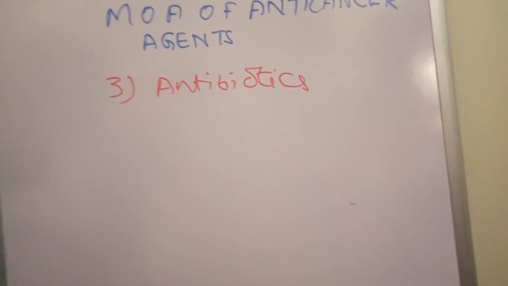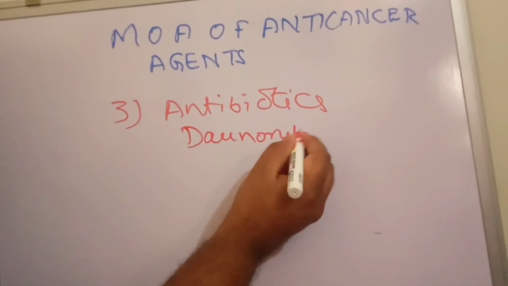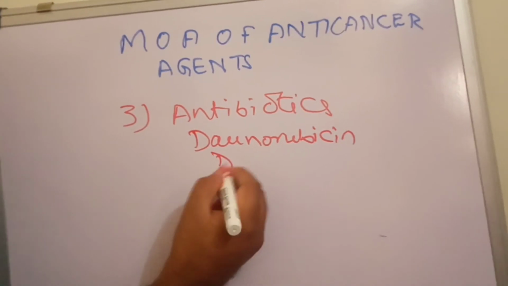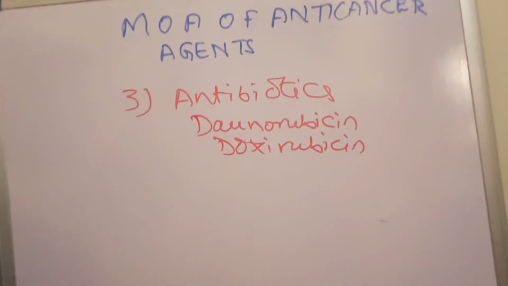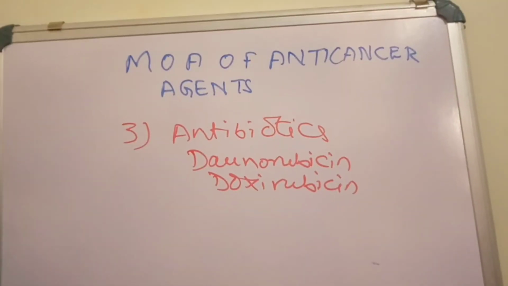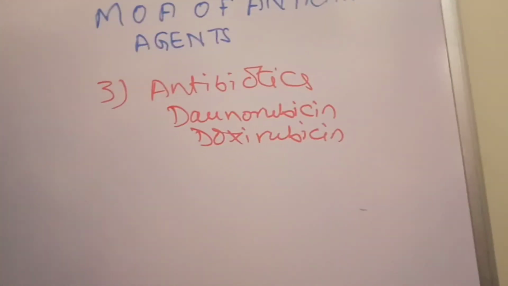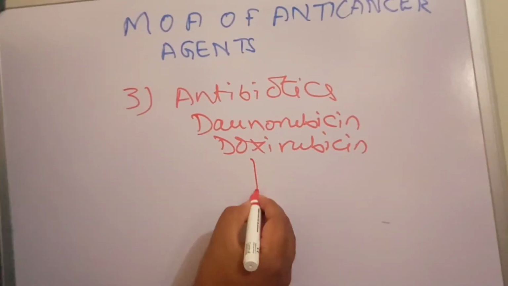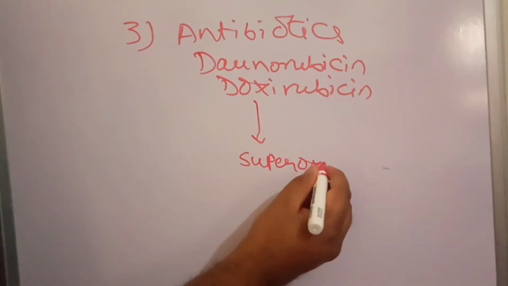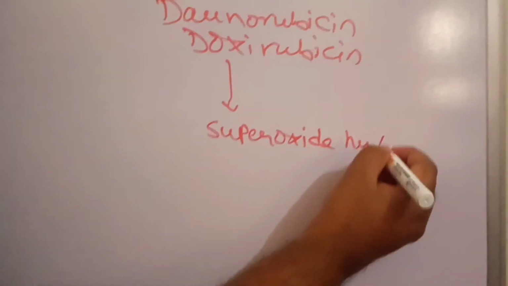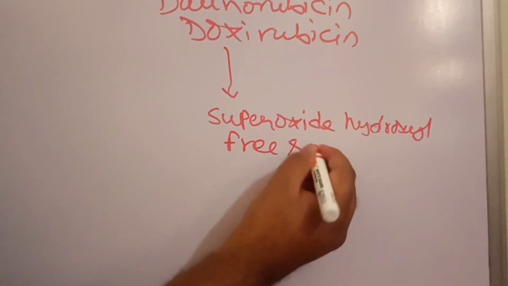Antibiotics examples are daunorubicin, doxorubicin, bleomycin, and dactinomycin, all of which come under the class of anti-cancer antibiotics. Now, what these anti-cancer antibiotics do is, when they enter the body, they form superoxide and hydroxyl free radicals. Free radicals are very dangerous.